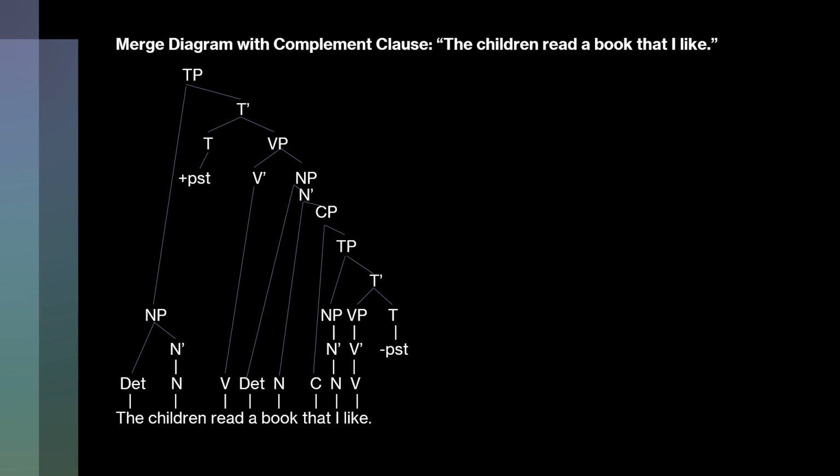Which book? The one that I like, right? Which together with "a" is a noun phrase. And all of that is complementary to "read." "Read a book that I like" is all a giant verb phrase that is in past tense and that together with "the children" makes up a sentence.